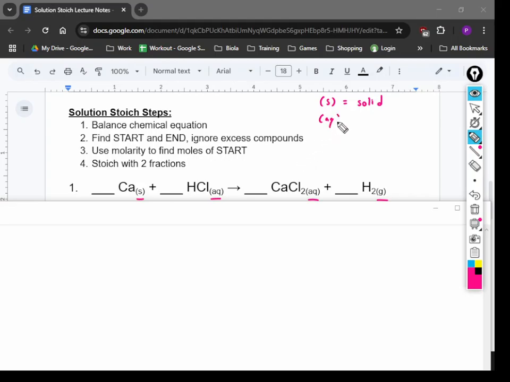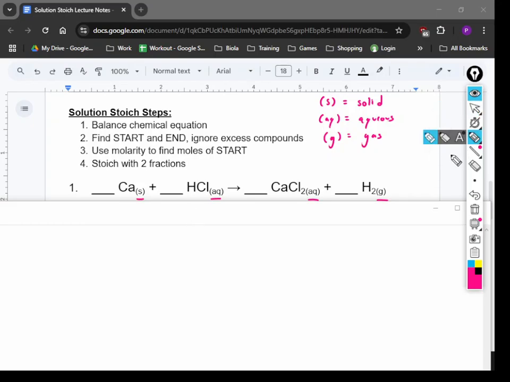Okay, the next one, aq, stands for aqueous, which means that it is dissolved in water. So the chemicals that have aq next to them are dissolved in water. And then the last one that we see right here is parentheses g, and that's telling you that it is a gas. So H2 gas is being produced. This is going to be helpful when we do our labs because now we're going to have different chemicals in different states of matter. Some are solid, some are dissolved in water, some are gases, and these labels allow us to figure out what these chemicals look like when we're doing the labs.